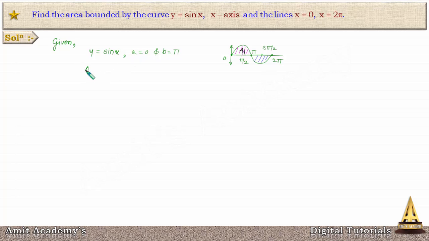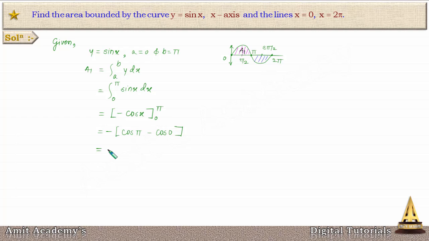And the formula for finding A1 will be integration from A to B y dx. So is equal to integration from 0 to pi y is sine x dx. So is equal to, now we know that integration sine x dx is minus cos x and the limits are from 0 to pi. So is equal to, I'm writing this minus sign outside this bracket, so I'll get minus in bracket. For this x, first we have to write the upper limit, that is pi, minus, then we have to write the lower limit, that is 0. So I'll get cos pi minus cos 0.